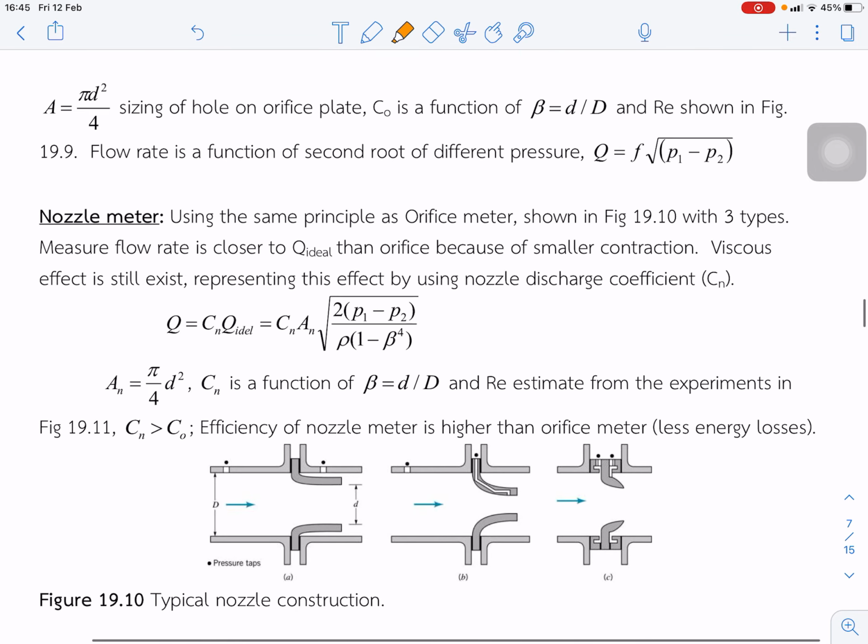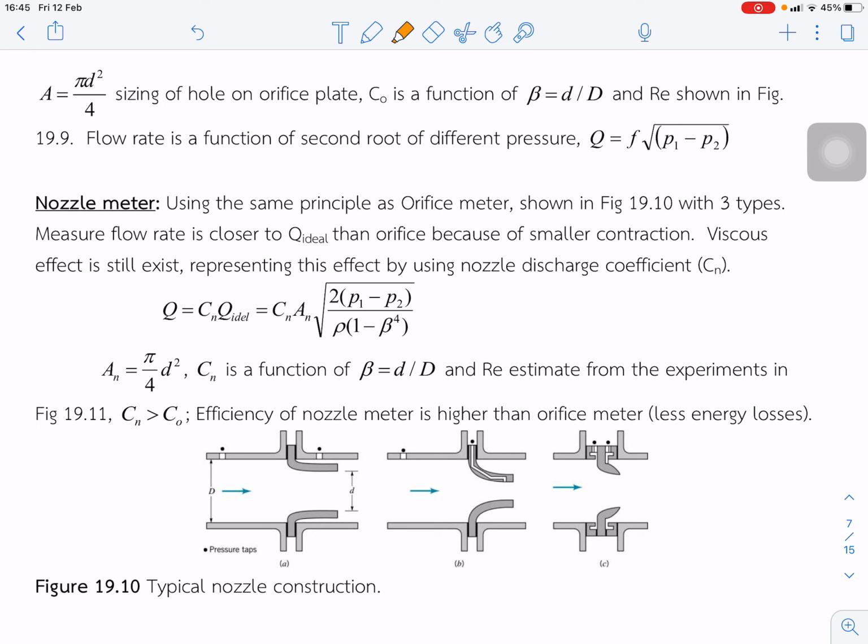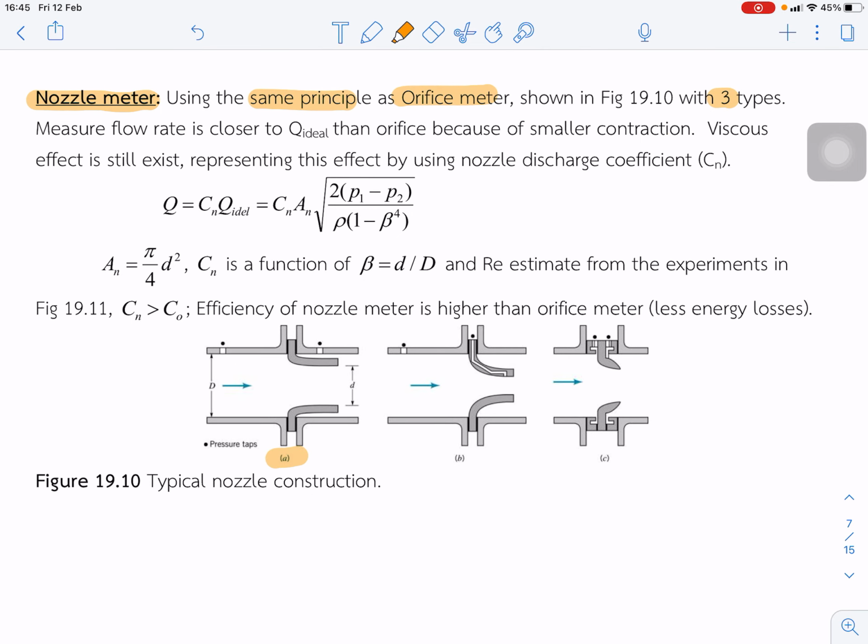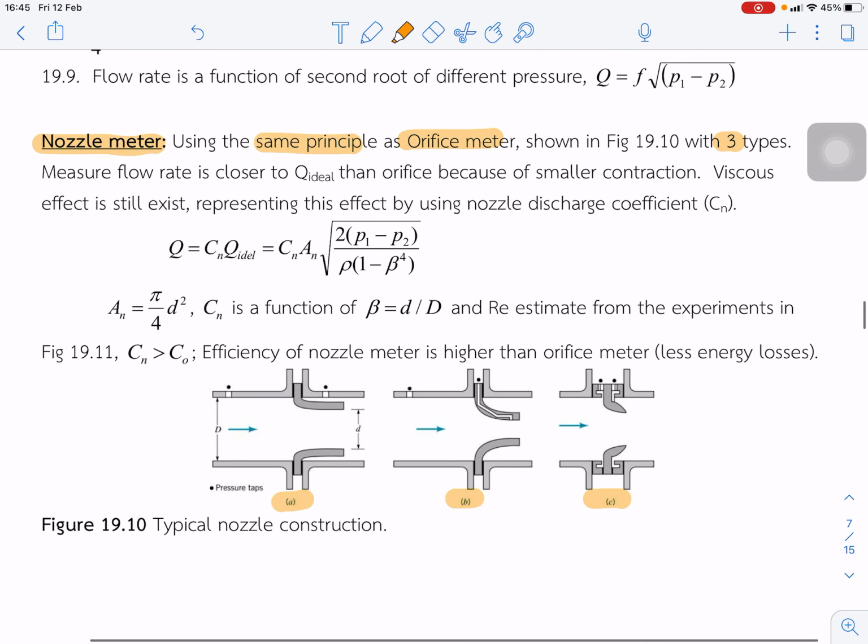And the next flow meter we call the nozzle meter. This meter uses the same principle as the orifice meter, with three types: the first type, second and third type. The measured flow rate is closer to the ideal Q than the orifice because of the smaller contraction, and the viscous effect still exists, representing this effect by using the nozzle discharge coefficient Cn.